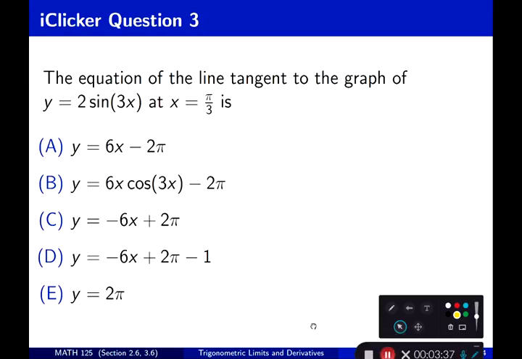Right, look here, question 3. The equation of the line tangent to the graph y equal to 2 sine of 3x at x equal to pi third is A, y equal to 6x minus 2 pi. B, y equal to 6x cosine 3x minus 2 pi. C, y equal to negative x plus 2 pi. D, y is equal to negative 6x plus 2 pi minus 1. E, y equal to 2 pi. Pause the video and come back and solve it.